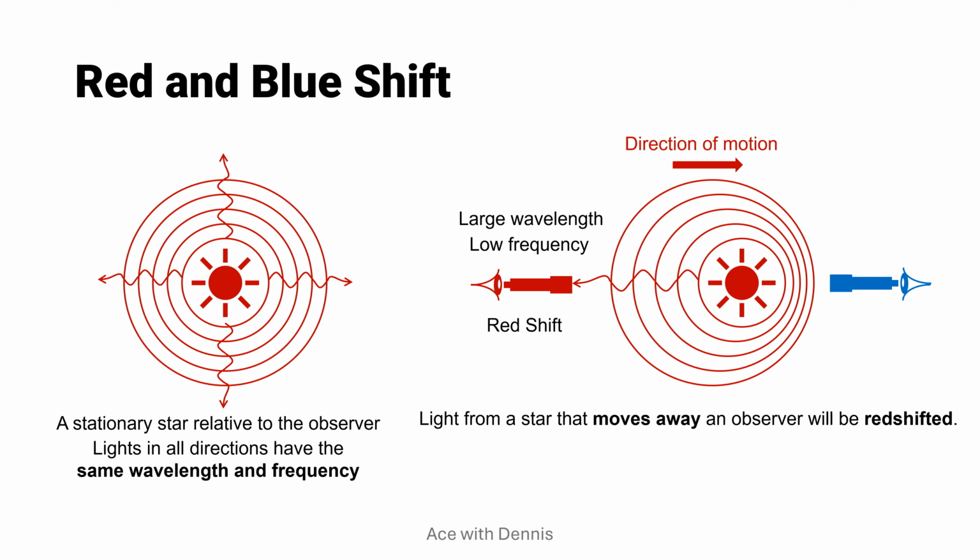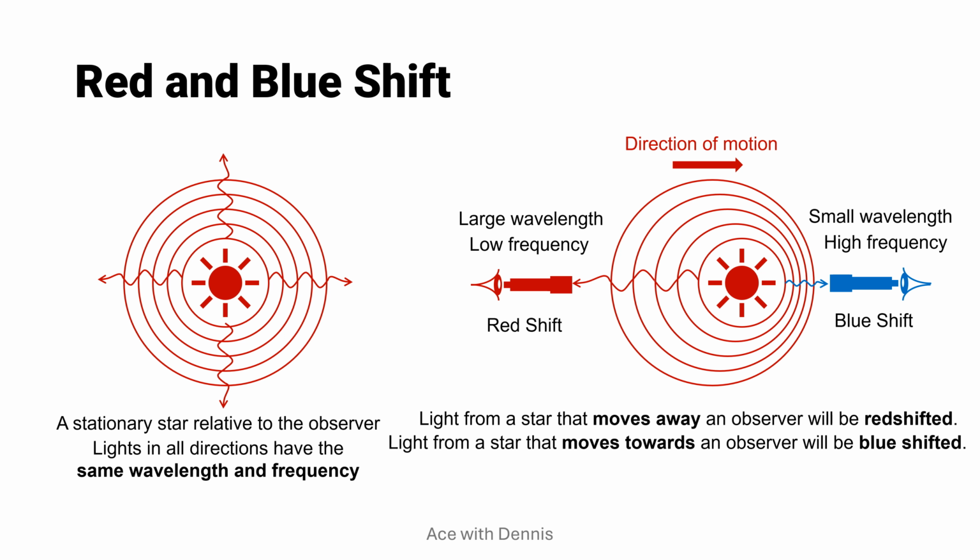If another observer observes this moving star in this position, he will see light that has a small wavelength and high frequency. This is called the blue shift. Light from a star that moves towards an observer will be blue shifted.